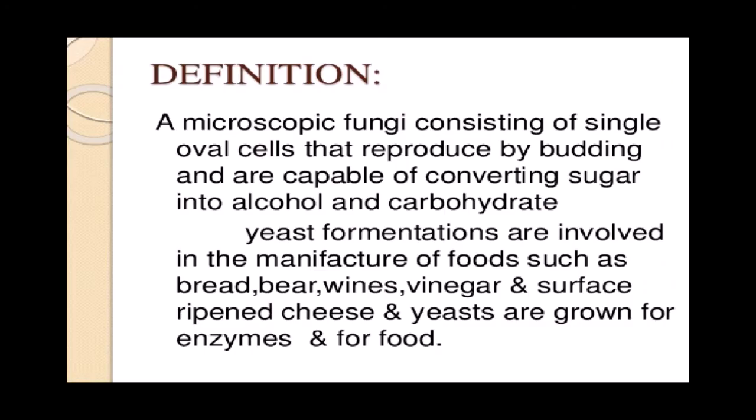How can you define it? A microscopic fungus consists of single oval cells that reproduce by budding and are capable of converting sugar into alcohol and carbon dioxide. Yeast fermentations are involved in the manufacture of foods such as bread, beer, wines, vinegar, surface ripened cheese, and yeast are grown for enzymes and for food.